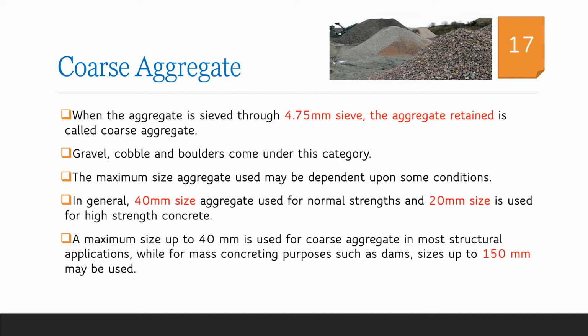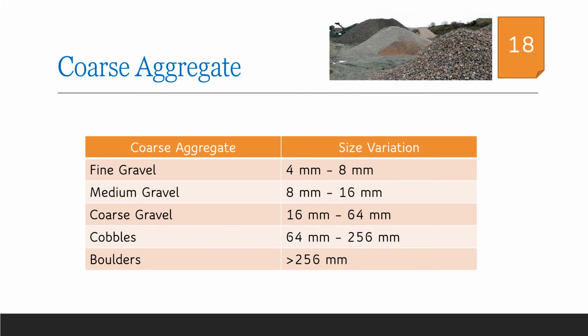When we are moving on to large structures like dams, we will be using a size of up to 150 mm aggregates. When the size of the coarse aggregate is between 4 to 8 mm, it is called fine gravel, and between 8 to 16 mm it is medium gravel, 16 to 64 mm it is called coarse gravel. When the size is between 64 to 256 mm, we call it cobbles, and when the size is greater than 256 mm, we call it boulders.